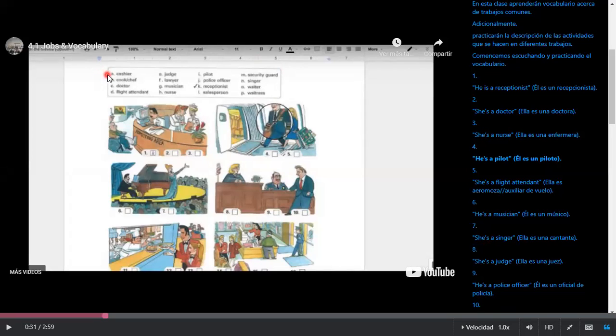So you can see that here we have cashier, cook, or chef. We have doctor, flight attendant, judge, lawyer, musician, nurse, pilot, police officer, receptionist, salesperson, security guard, singer, waiter, and waitress. Okay. Esas son algunas de las profesiones, ¿verdad? Obviamente hay más, son muchas más. Do you remember who this person is? ¿Se acuerdan quién es este señor que tenemos acá?